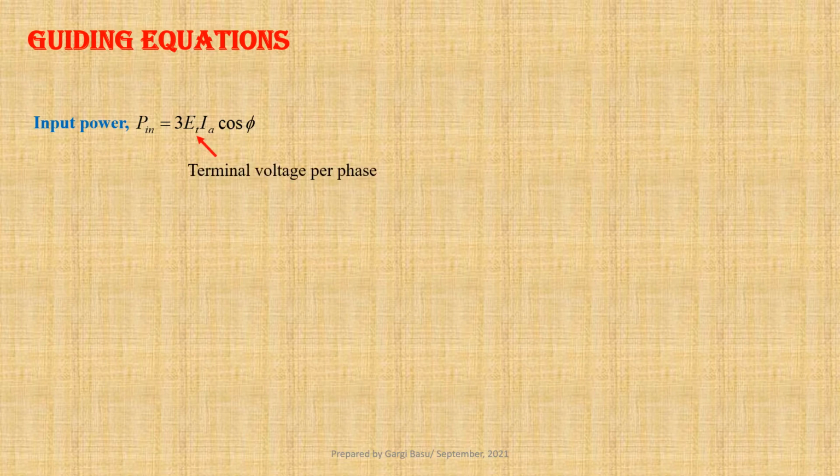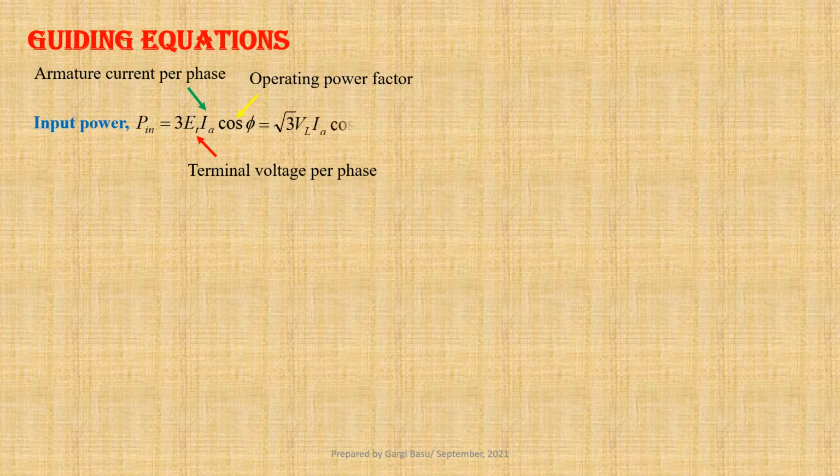If a three-phase synchronous motor is excited, its input power Pin equals 3 times Et into Ia cos phi, where Et is the terminal voltage per phase, Ia is the armature current per phase, and cos phi is the operating power factor. For star-connected armature winding, Pin equals root 3 times VL into Ia cos phi, where VL is the line-to-line terminal voltage.